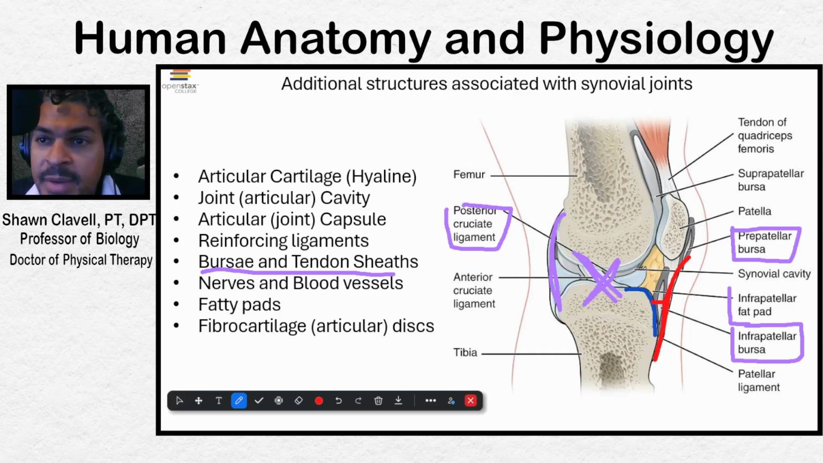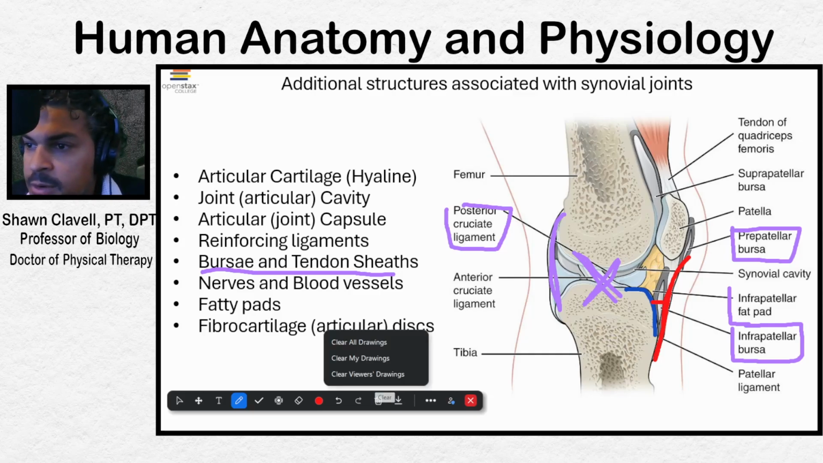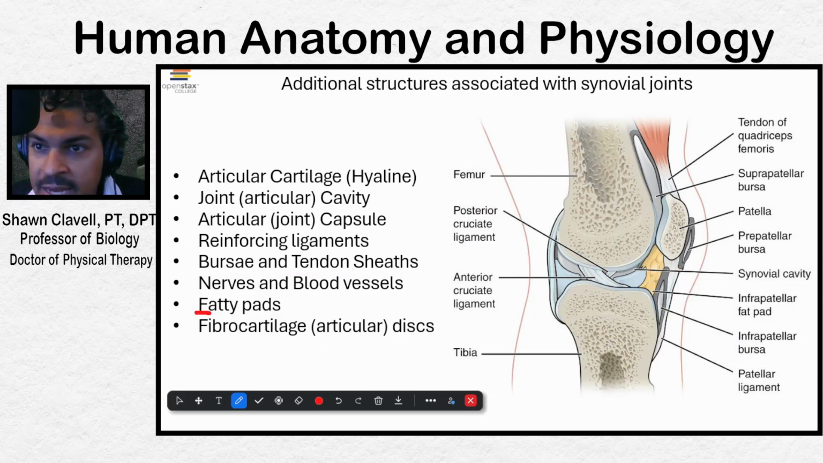There are fatty pads as well, and they do the same thing, a very similar structure. If I erase everything, we can see that a fatty pad here sits in the area where there might be some friction between a tendon and the knee. You can see right where the kneecap, the patella, starts to run into some of the areas of the femur and the tibia, there's a patellar fat pad.